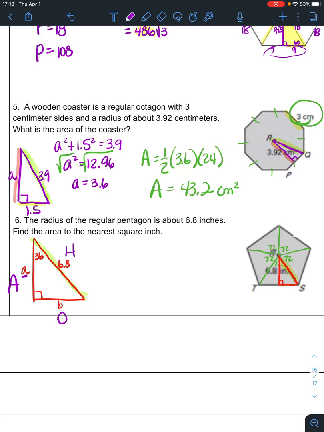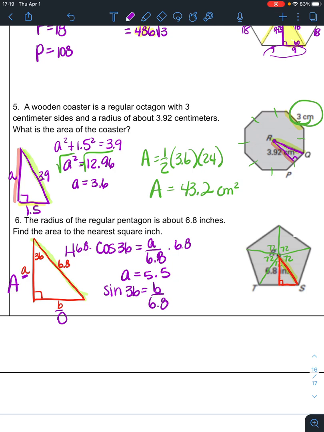Remember the goal. We need A and we need P. So I need the apothem. I need to find A, little a for the apothem, and I need to find B so that I can find the perimeter. So I find A, that's A and H, so the cosine of 36 is equal to the adjacent side divided by the hypotenuse. So if I multiply both sides by 6.8, so 6.8 times the cosine of 36, please make sure your calculators are in degrees, or it won't be right. We get that A, or the apothem, is 5.5. We'll round it at the end.